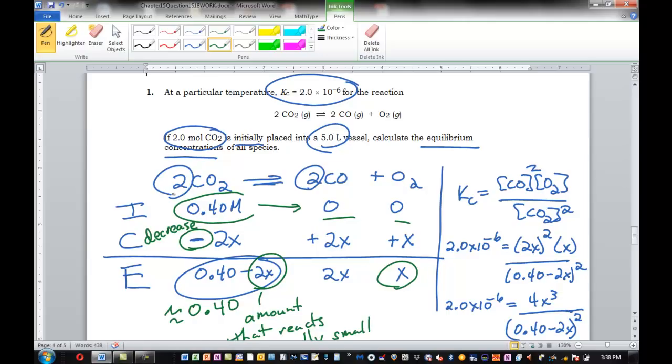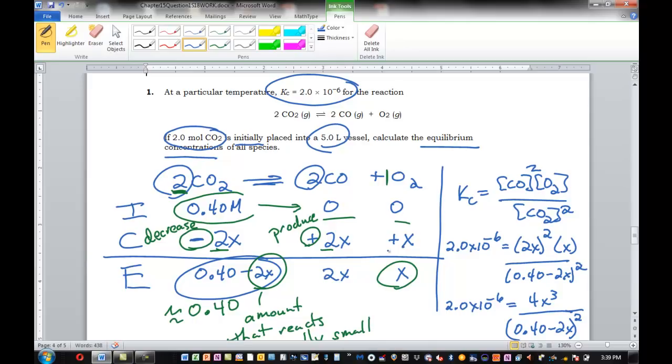All right. The other thing to notice is the coefficient. We're going to see the coefficient there in terms of our variable. We are going to produce product in this case. There was no product at the start. We know we're going to have some product at equilibrium. We have to produce product. Again, the coefficient of 2 comes into play. Coefficient of 1 for O2. So we just see plus X.